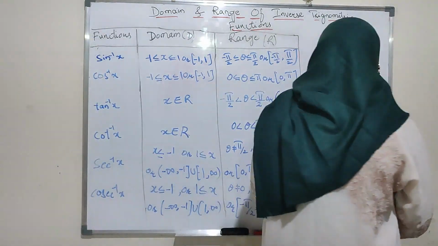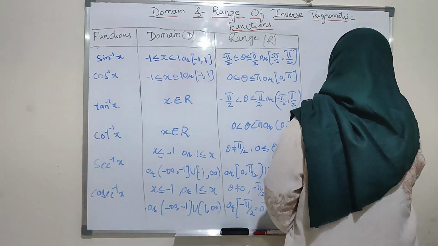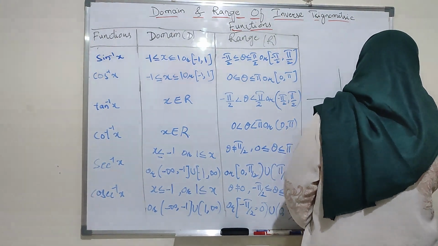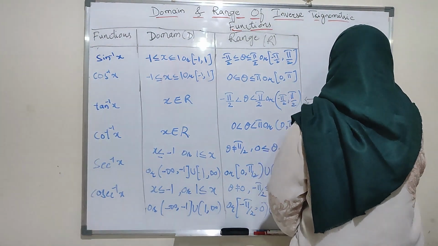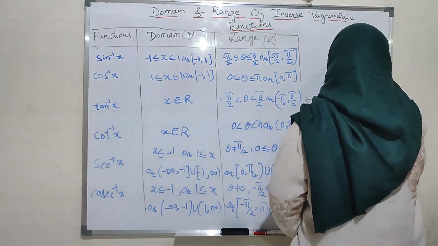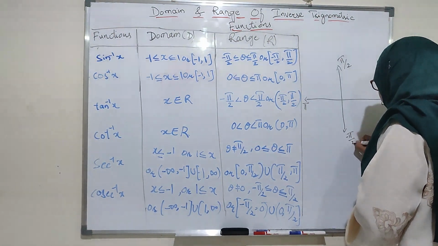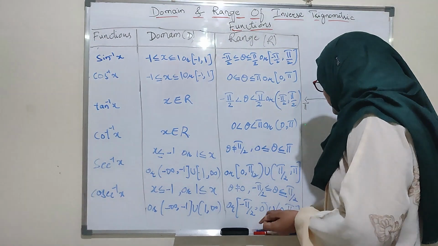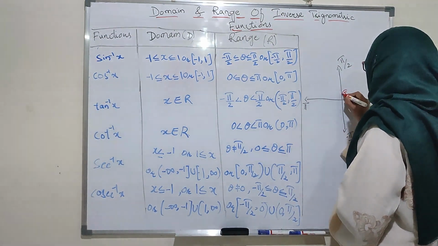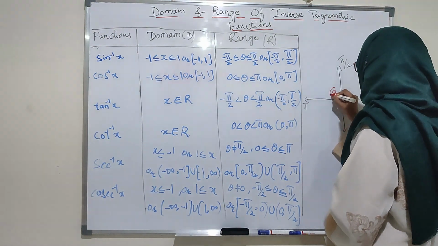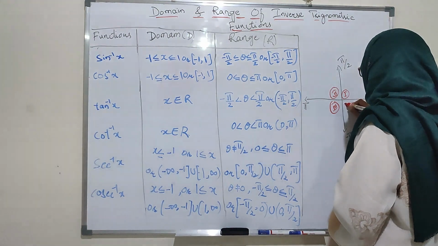See here, consider the axis and quadrants. Here first 0 to pi, and plus pi by 2. Here we have minus pi by 2. And this is the first quadrant. This is second, this third, this fourth.